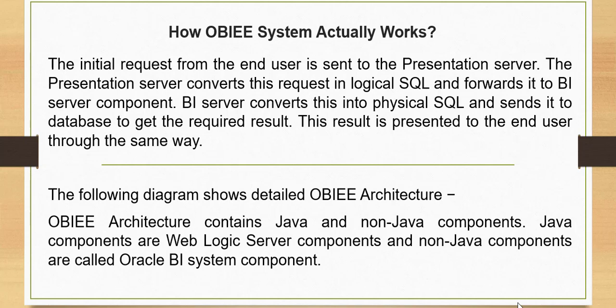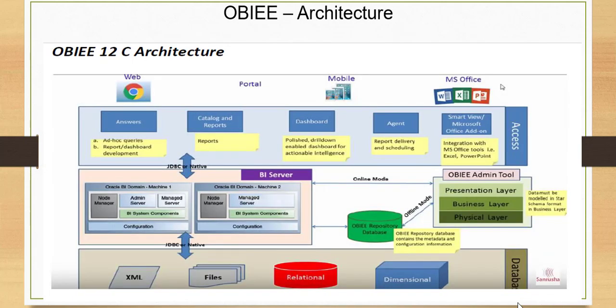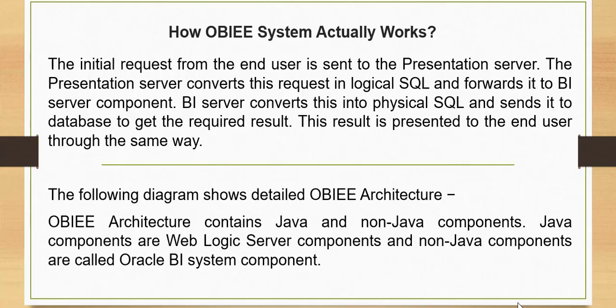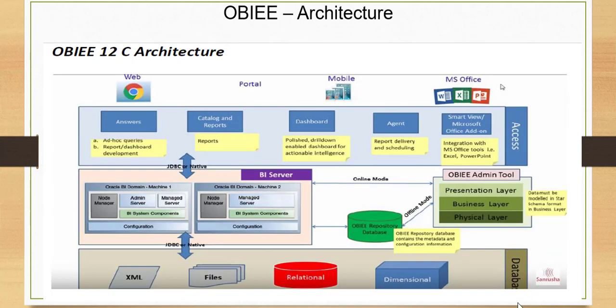The following diagram shows the detailed architecture. OBIEE architecture contains Java and non-Java components. Java components are WebLogic components, and non-Java components are called Oracle BI system components. You can see a BI server. You can see my mouse cursor. You can see an OBIEE admin tool. You can see the presentation layer, business layer, and physical layer. We will discuss all layers in our lectures. So let's start.